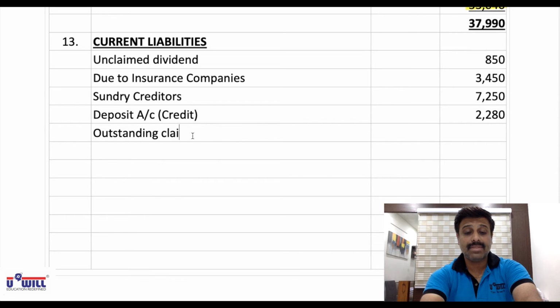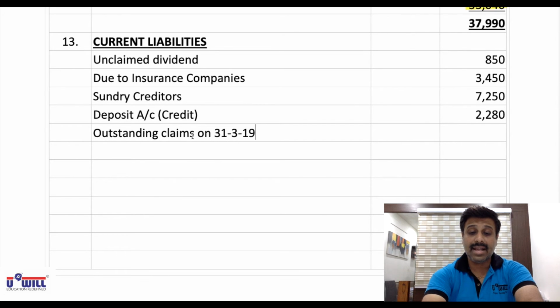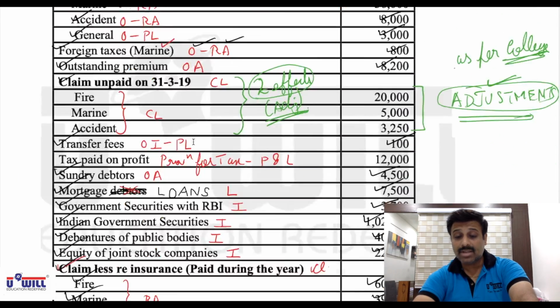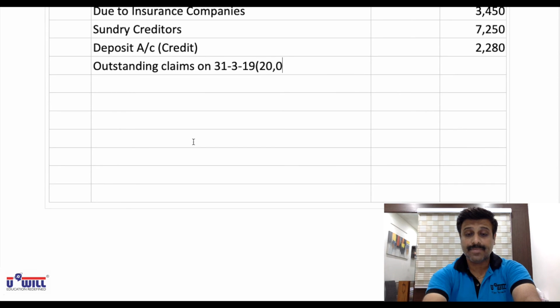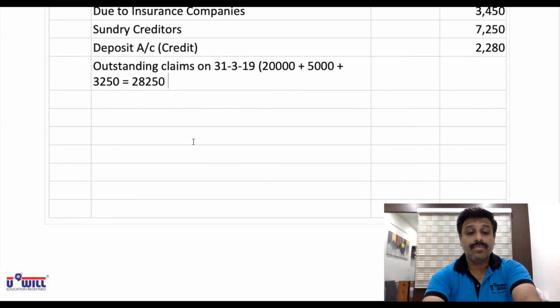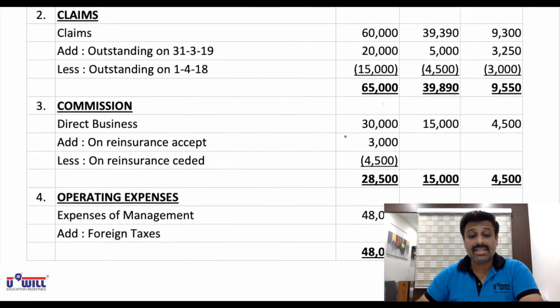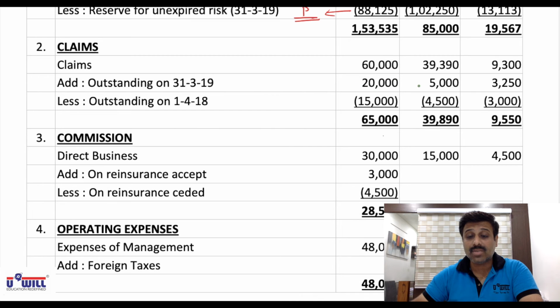Outstanding or unpaid claims on 31,319. Here we can directly record the total amount, that is 20,000, 5,000 and 3,250. Okay, 20,000 plus 5,000 plus 3,250. So 28,250. Okay, so two effects have to be given for this. I hope everyone has made the correction. You have added that amount in the schedule of claims over here in between. Okay, this one amount 20,000, 5,000 and 3,250.